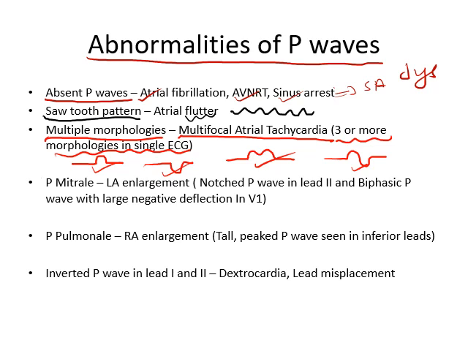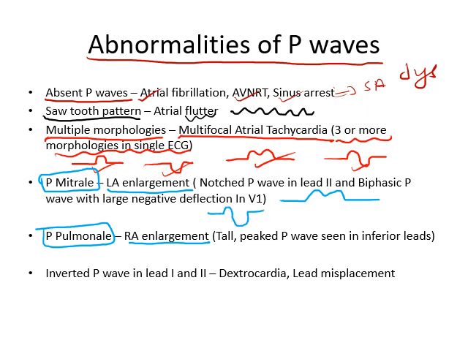Then there are two very interesting abnormalities, that are P mitral and P pulmonale. P mitral can be seen in left atrial enlargement and P pulmonale can be seen in right atrial enlargement. You can remember this by the fact that mitral wall is in the left side of heart and pulmonary wall is in the right side of the heart. Then what you see in P mitral is a notched P wave, a broad and notched P wave in lead 2, and a biphasic P wave with large negative deflection in lead V1. This is how P mitral is seen, this in V1 and this in lead 2.